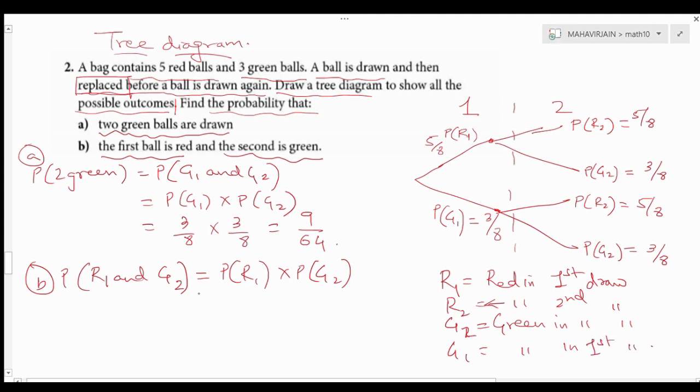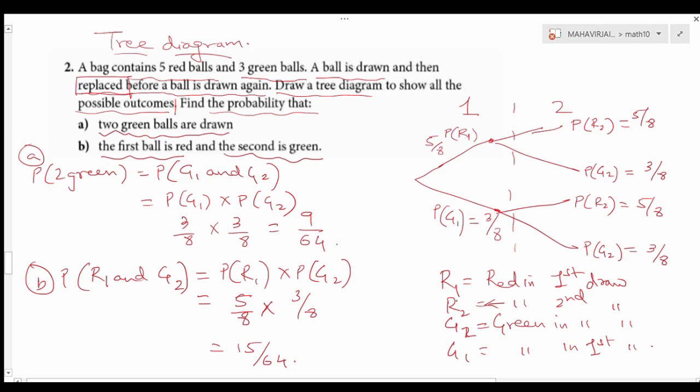Okay, here. So P of R1. What is P of R1? P of R1 here is 5 by 8. It does not change. Here it is 5 by 8. Into P of G2. Take it from anyone, right? Here, see, actually it has to be taken from here. P of R1 into P of G2. So P of G2 here turns out to be how much? It turns out to be 3 by 8. So finally my answer is 15 by 64. I hope that's clearly understood.